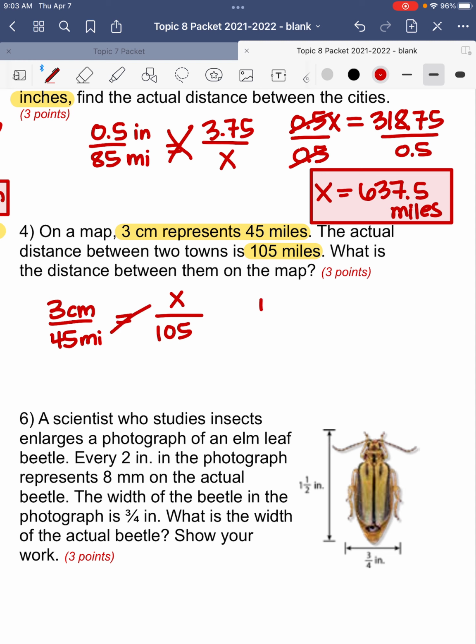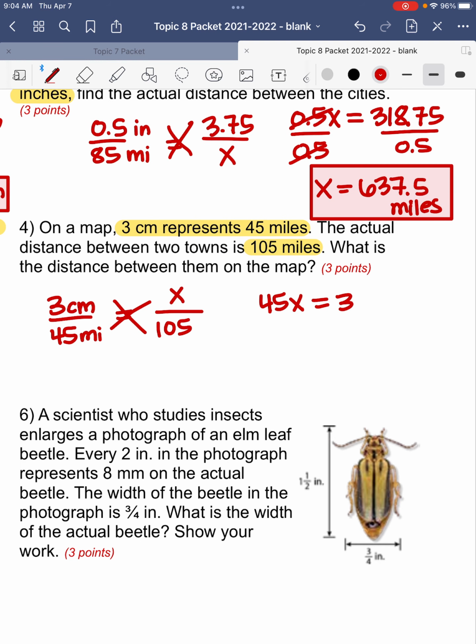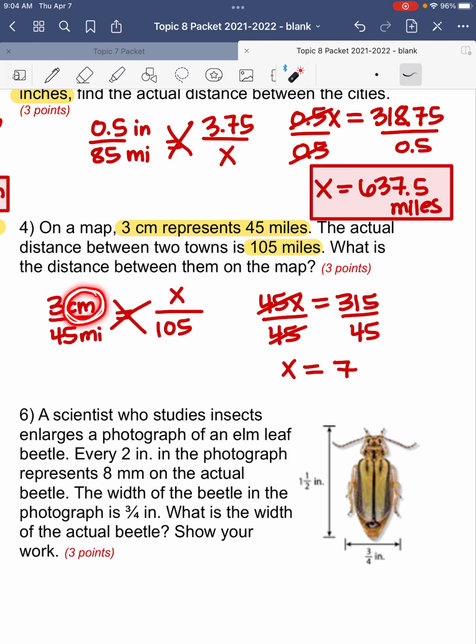45 times x is 45x. And I set that equal to 3 times 105, which is 315. Now to get that x by itself, I'm going to divide by 45 on both sides. So my 45s cancel out, x is by itself, and 315 divided by 45, if you put that in your calculator, you get 7. 7 what? Well, remember, my unit on top is centimeters. So 7 centimeters is my answer.